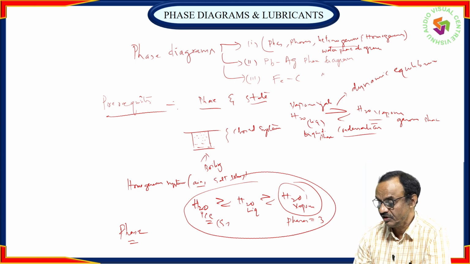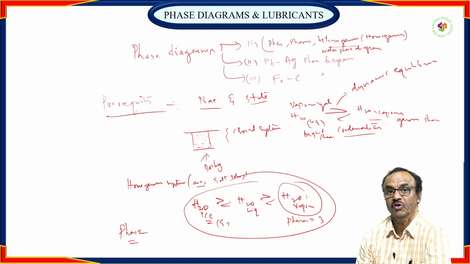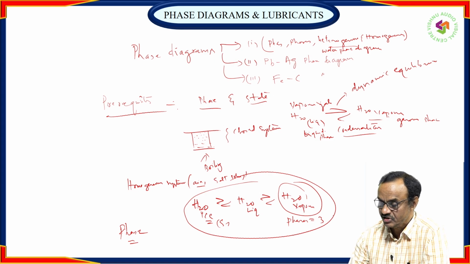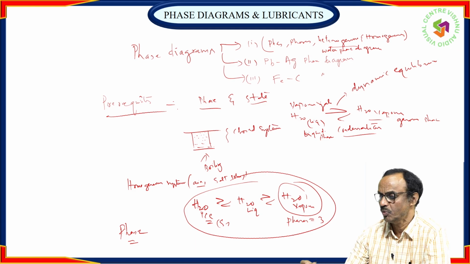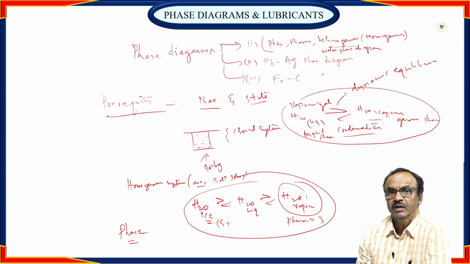Phases, how many are there? Three phases are there. Keeping one phase in mind, you can define it in your own words: a homogeneous part of a heterogeneous system. Why do we call it a heterogeneous system? If any closed system consists of two or more phases, it is called a heterogeneous system.